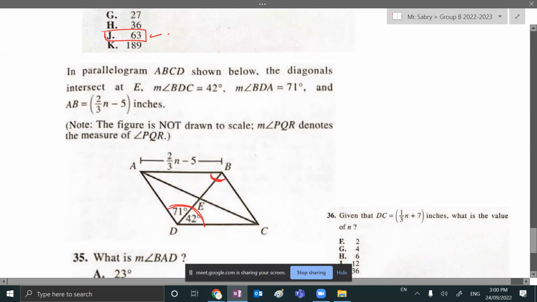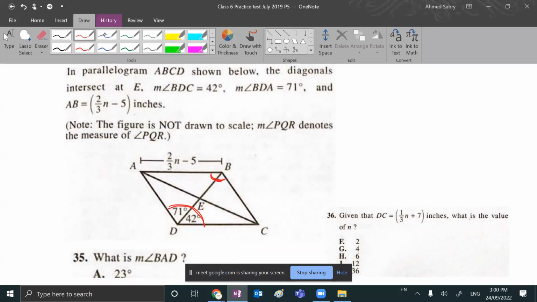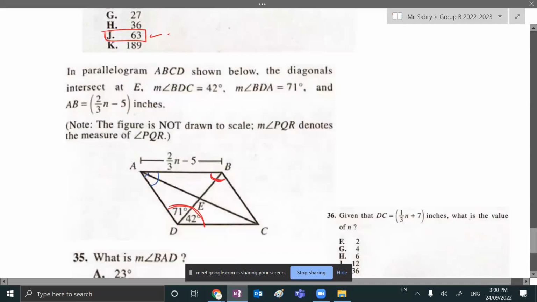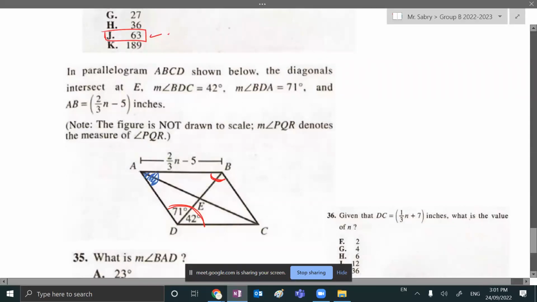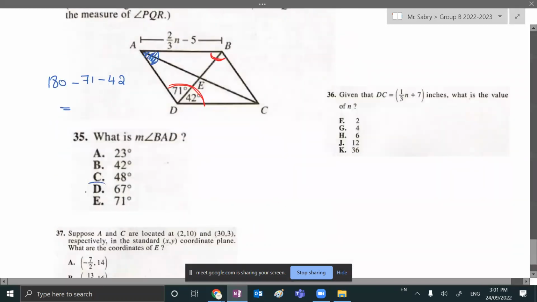So if I need the measure of angle BAD, it means I need this part here, this region entirely. And since this is a parallelogram, then the blue part along with this red part, the 71 and the 42, should all together be equal to 180. All we need to do is 180 minus the 71 and minus the 42. 113. So 67 is the answer.